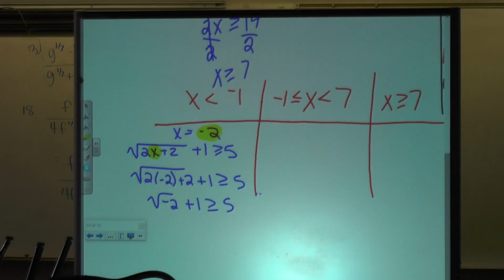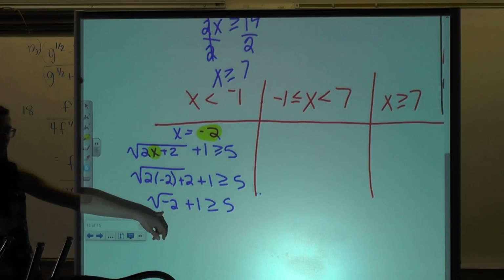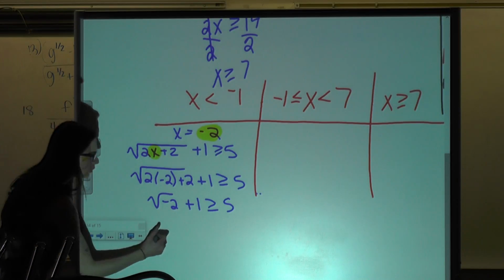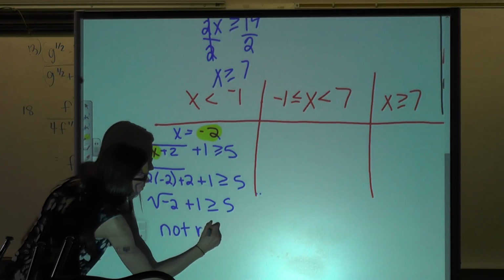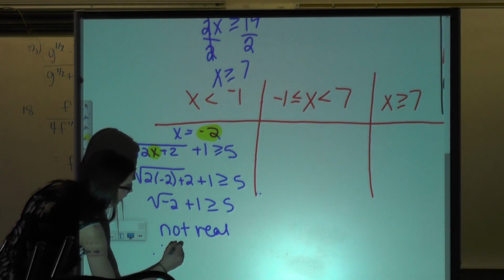Will that work? Can you take the square root of a negative number? No, not real, therefore not satisfied.